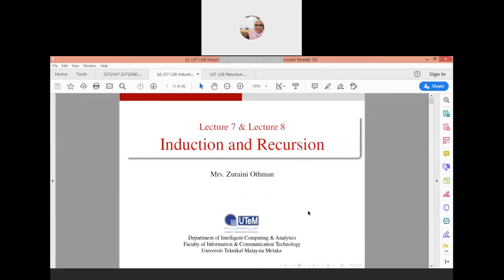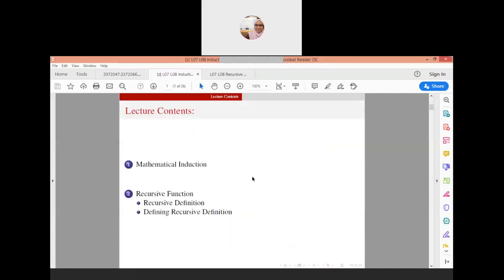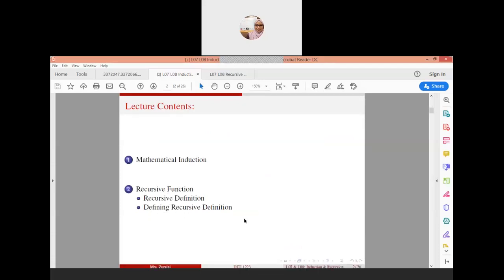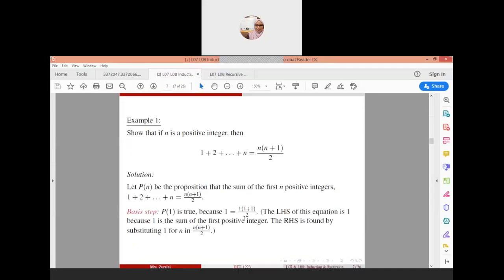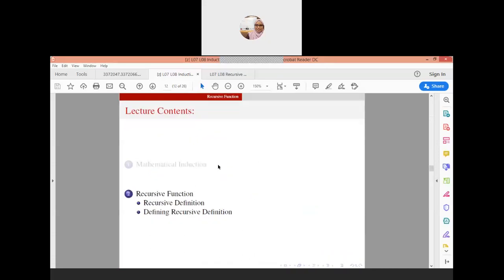Okay, today we discuss lecture 7 and lecture 8 for part 2, which covers recursion. Previously, we have done mathematical induction. For mathematical recursion, the topics will be recursive function, recursive definition, and defining recursive definition. Okay, here is mathematical induction that we learned previously.